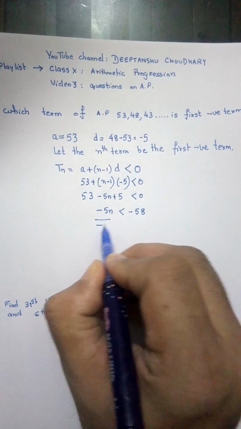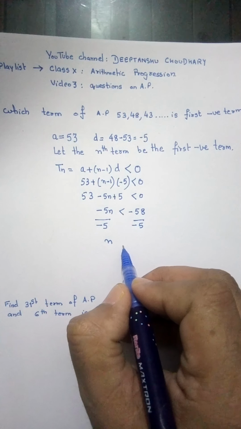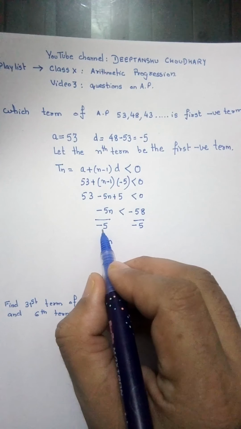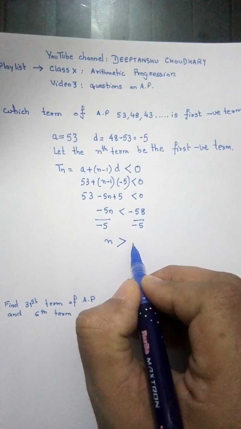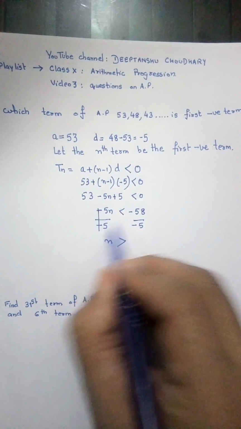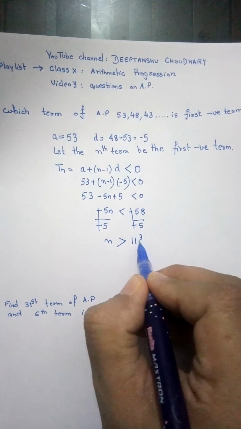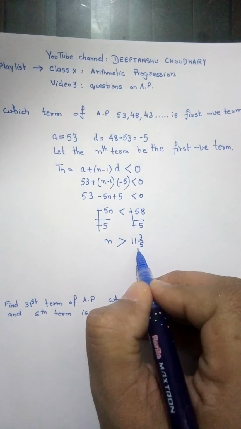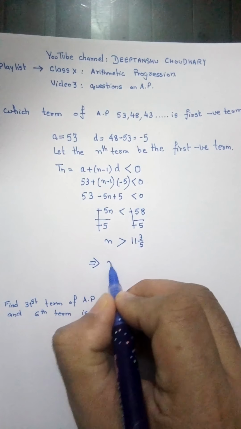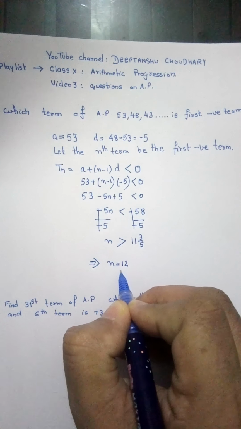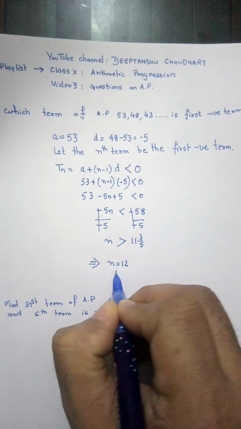Now I will divide by a negative quantity to get n here. So we know the rule that dividing by a negative quantity reverses the inequality. So I get here 11 3 by 5. N should be more than 11 3 by 5. This implies that n is equal to 12. That means the 12th term will be the first negative term.